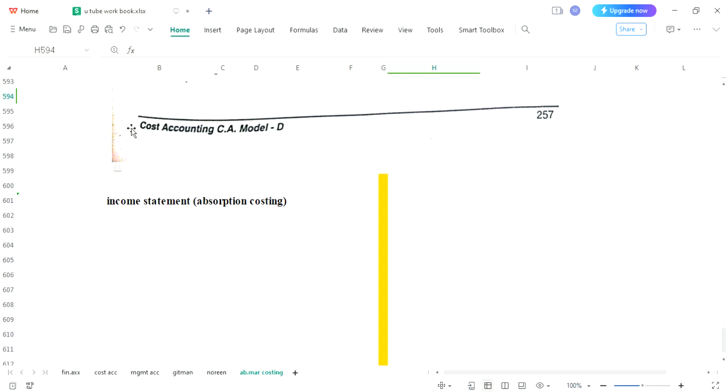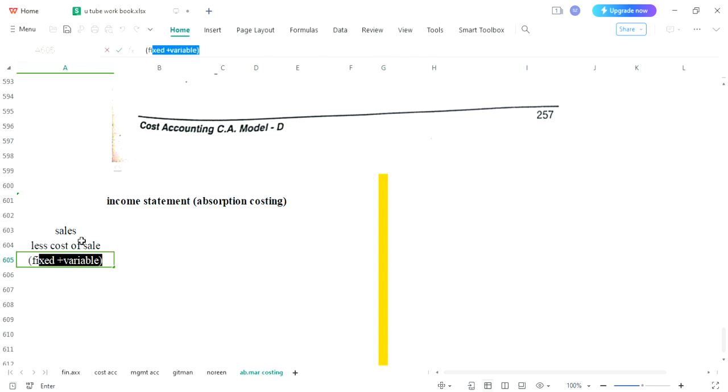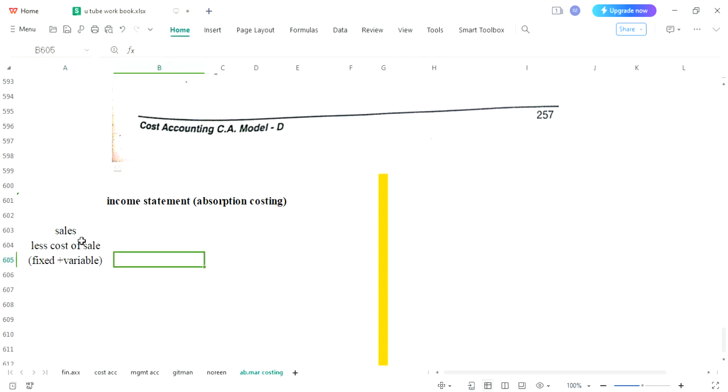And as you know, the first element which would be used in the income statement is your sales, and you need to subtract your cost of sales, which would include fixed and variable both. You will start making cost of sales by putting opening stock here. Then you will add your production cost, subtract your closing stock over here. In this way, you will complete your cost of sales.